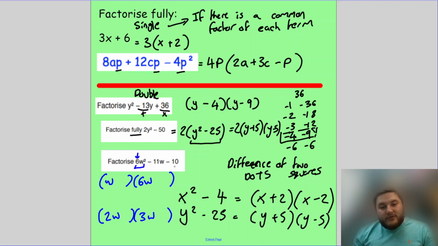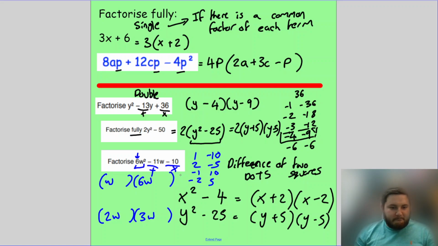Now, again, we still only want numbers that multiply to make negative 10 and add to make negative 11, but there is a slight complication which we'll talk about in a second. So the only numbers that are going to multiply to make negative 10 are 1 and negative 10, 2 and negative 5, or the opposite way round, right? You can have negative 1 and 10, negative 2 and 5, right? So you can have these numbers or the other way around.